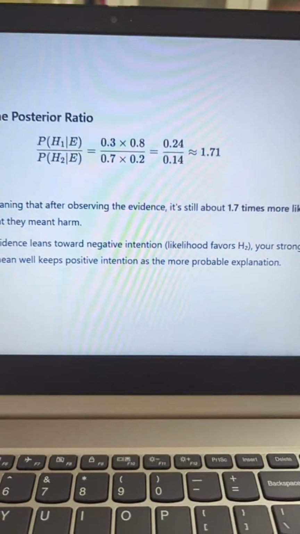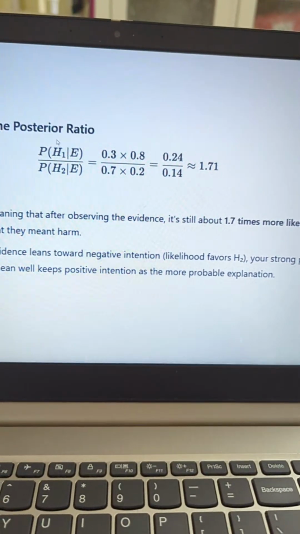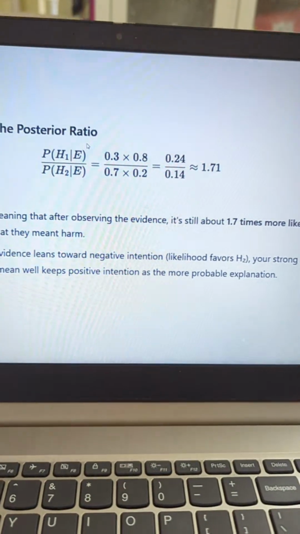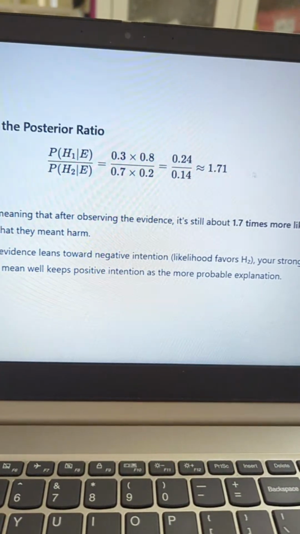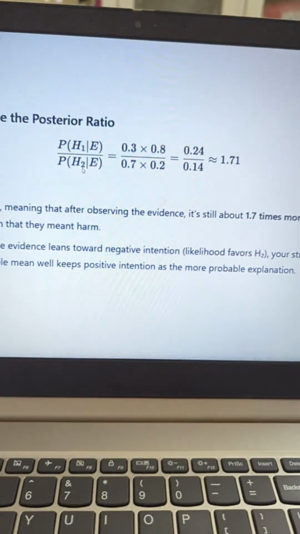But good thought there. So here's the thing: if it's more than one, let's get to the breakdown here. If it's more than one, then your probability of hypothesis one given the evidence is stronger, is greater. If you end up with a number less than one, the probability of hypothesis two is stronger.